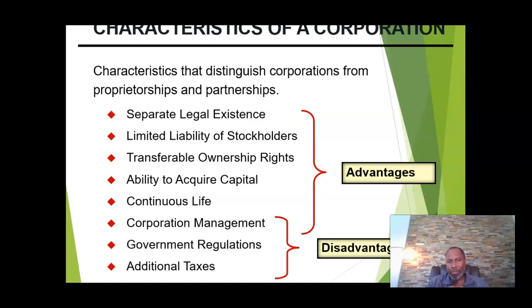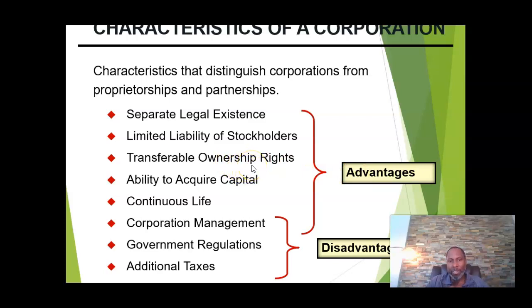So in the case of a lawsuit, they cannot come after your personal assets because, again, the owners are separate from the actual business. With a corporation, you have limited liability, meaning that as a stockholder, you're not responsible for the liabilities of that corporation. You can only lose the investment that you made by acquiring stock, but you're not responsible for the liabilities of that corporation.